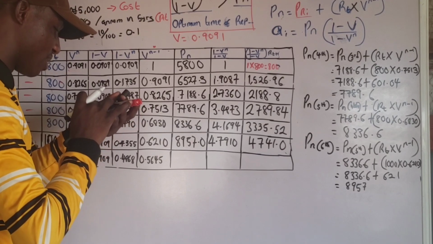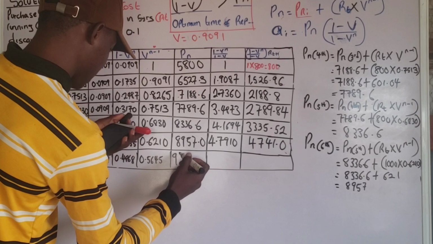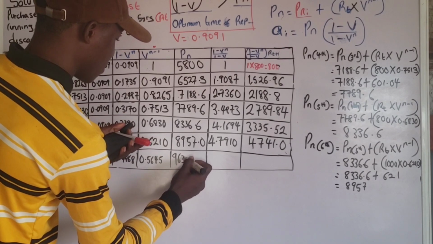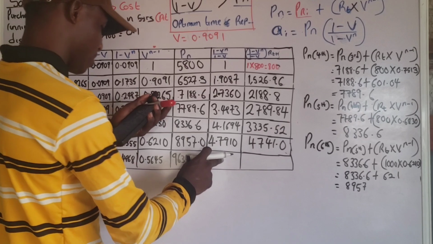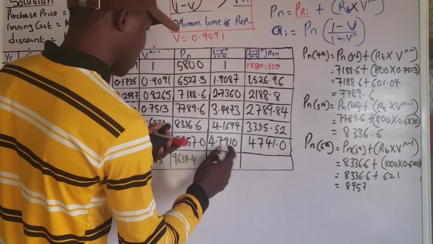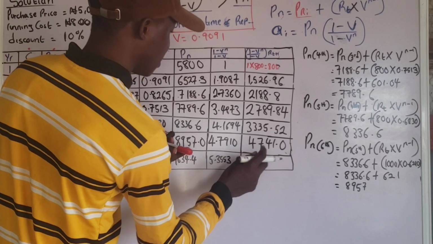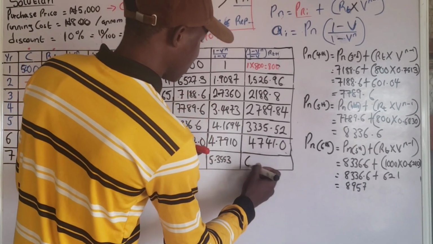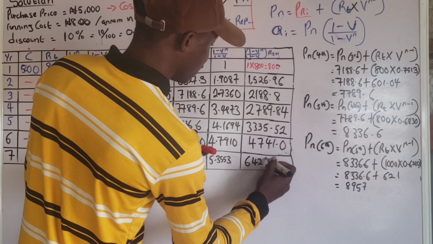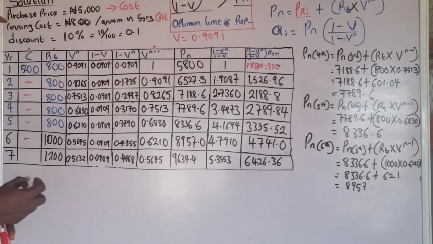And here, the Pn will be, let me calculate here, 9,634.4. Then for this is 5.3553. And here that will be 6,426.36. Okay, so let's proceed to the 8th year.